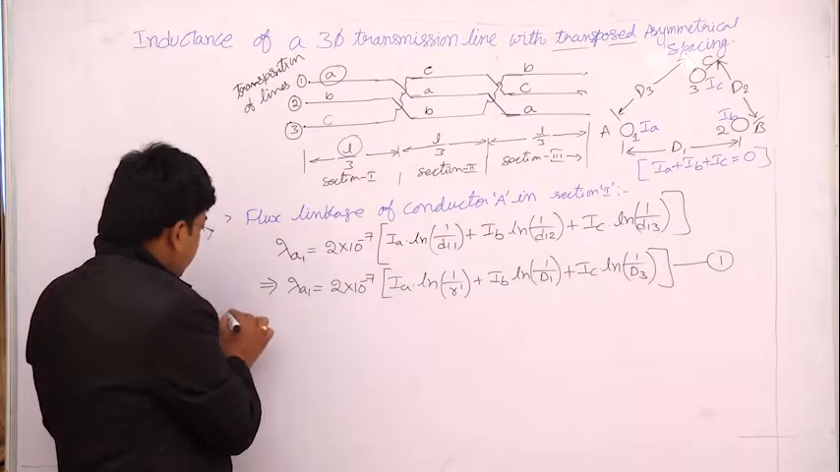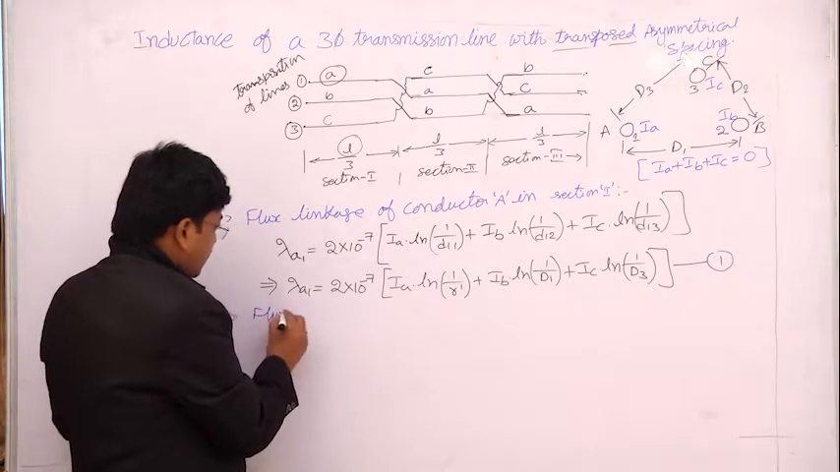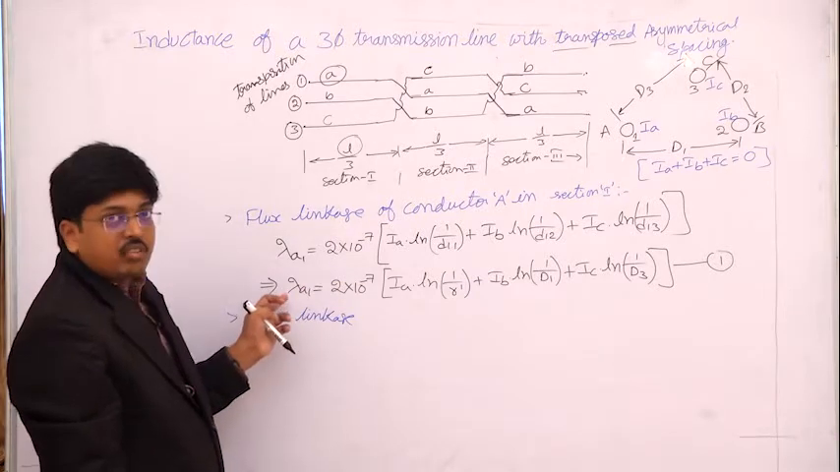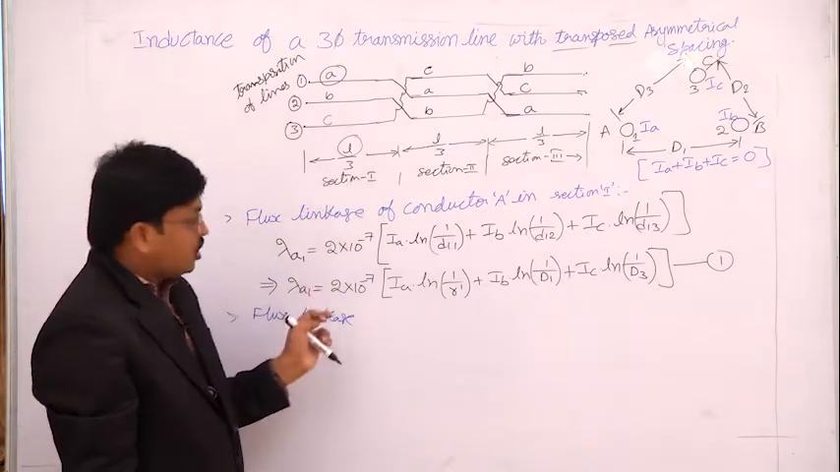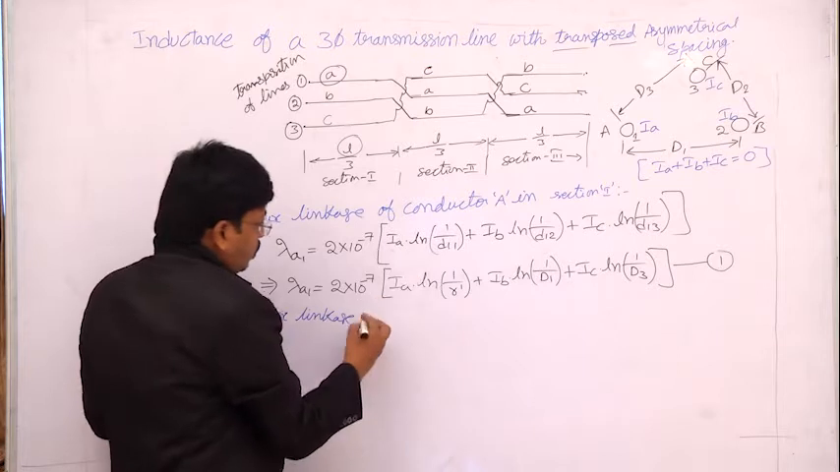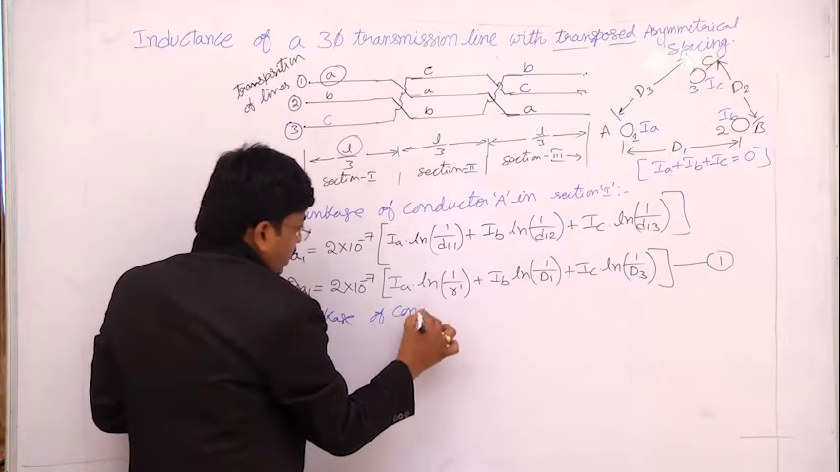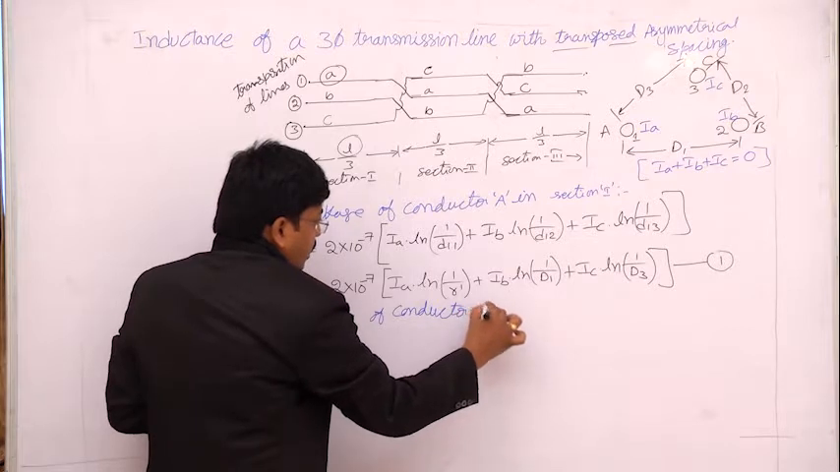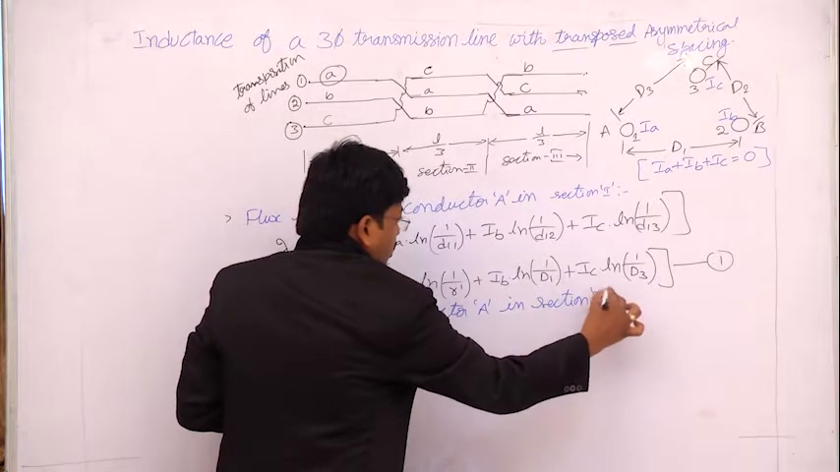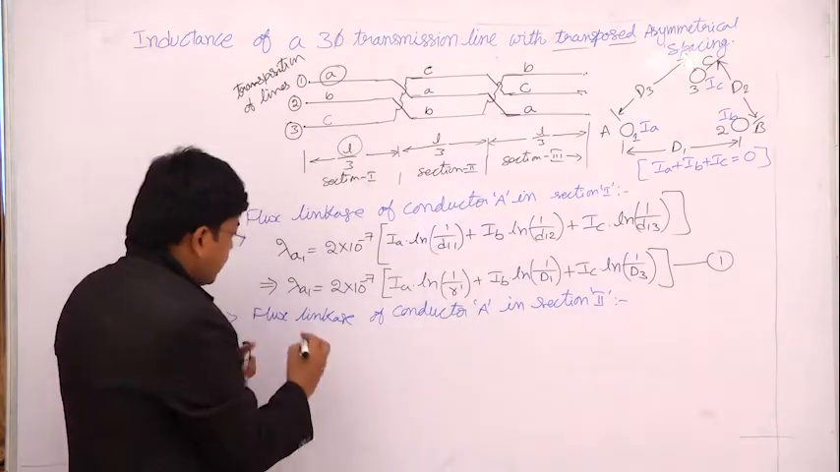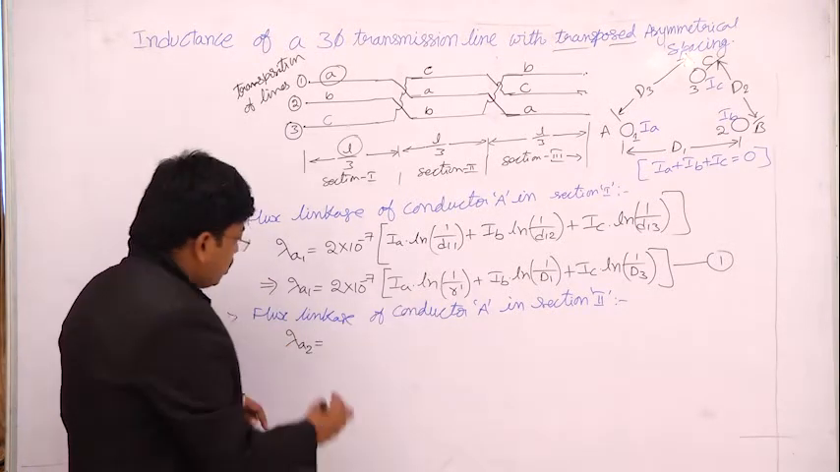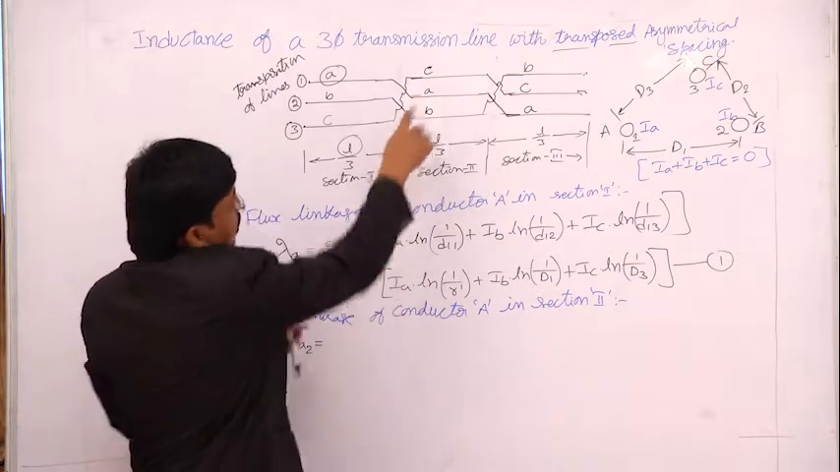Now similarly we can calculate the flux linkage. This is the flux linkage of conductor A with respect to position 1. Similarly, I have to calculate the flux linkage of conductor A in section 2. We can calculate this value as lambda A2, which we assumed as the flux linkage of conductor A in section 2. Okay, so this is the configuration, right?